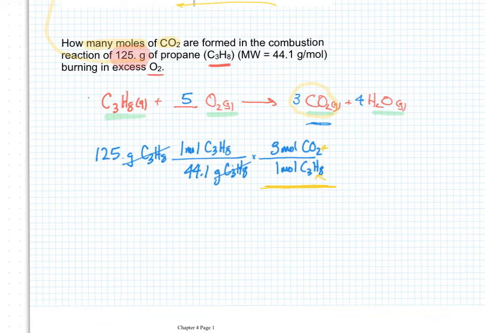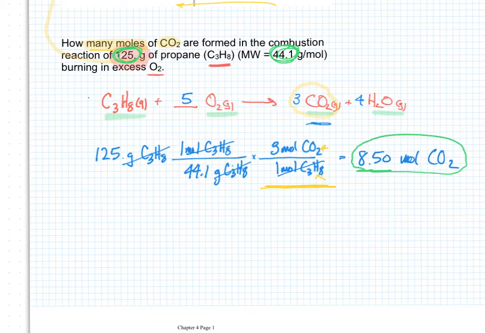Now, if we go back to our problem, we're trying to find moles CO2. Well, this is going to give me moles CO2 because when I cancel, those are going to cancel out and I'm going to have moles CO2 left. All right, so if I do this calculation, this comes out to be 8.50 moles CO2. Let's just double check our sig figs. There's 3 sig figs with 125 grams. There's 3 sig figs with a molecular weight. So my answer should have 3 sig figs. Okay, so this one comes out to be 8.50 moles of CO2.